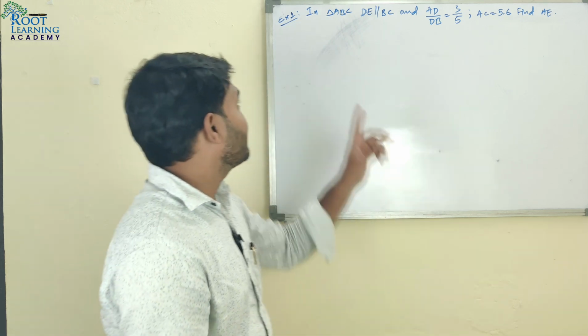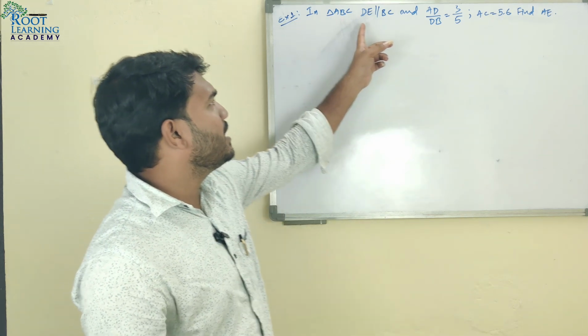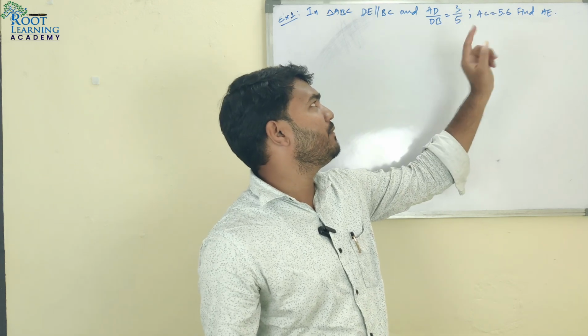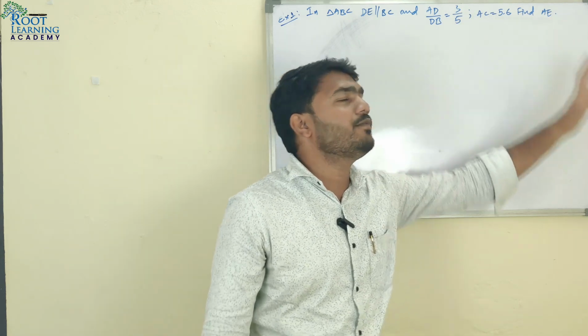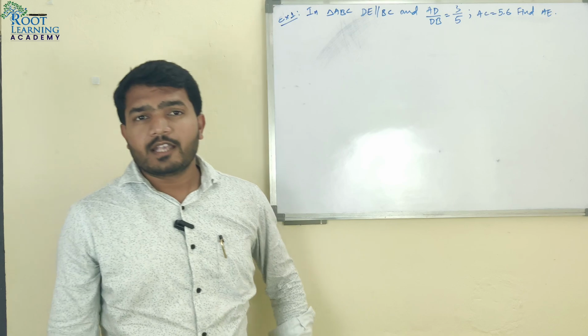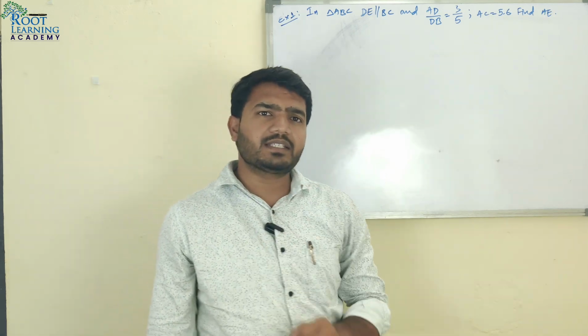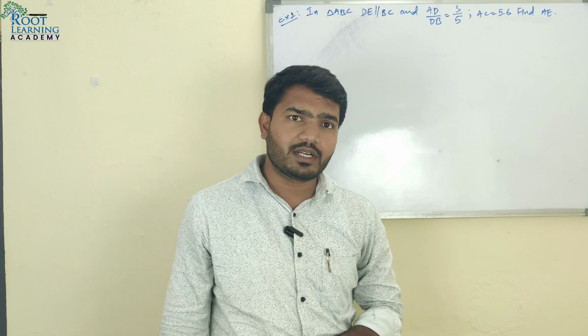So the question is, in triangle ABC, DE is parallel to BC and AD by DB is equal to 3 by 5, AC is equal to 5.6, find AE. So this is the question based on basic proportionality theorem. But first, let's know what is basic proportionality theorem.